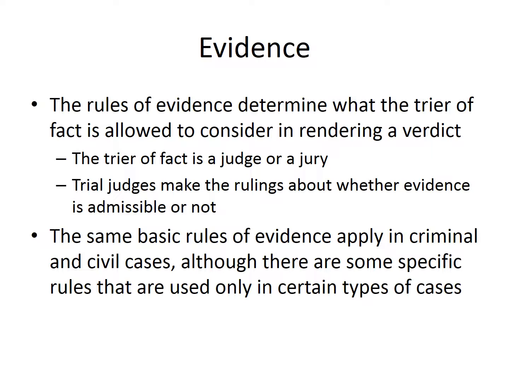So, what is evidence? Well, the rules of evidence are used to determine what the trier of fact, whether it's a judge or a jury, is allowed to consider in rendering a verdict in a case, whether it is a civil case or a criminal case. Trial judges make those rulings. They apply the rules of evidence to make decisions about evidence that is offered by any of the parties, and to decide whether it will, as they say, come into evidence, whether it will be received into evidence. In other words, become a part of the record of the case and usable by the trier of fact to render a verdict. If evidence is not admitted, it may not be used in any way in rendering a verdict in a case.